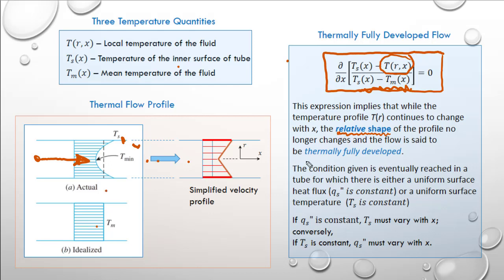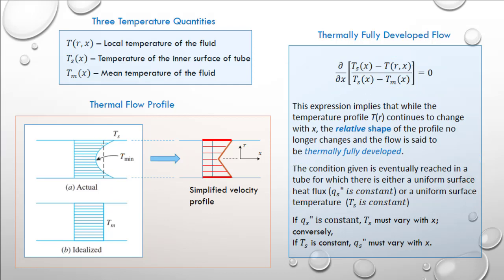So now, the condition of thermally fully developed flow is reached for two different types of situations. Either a uniform surface heat flux, so the heat flux into the pipe is constant, or we have a uniform surface temperature. But in those two cases, there are two different things happening. If you have a constant heat flux into the pipe, then the surface temperature is going to end up varying as a function of x. And the opposite is true: if you have a constant surface temperature, then your heat flux is going to vary as a function of x.